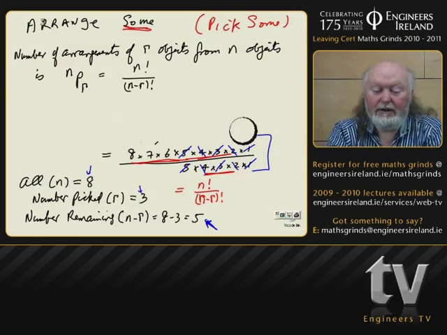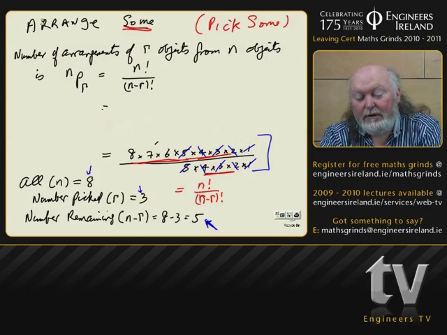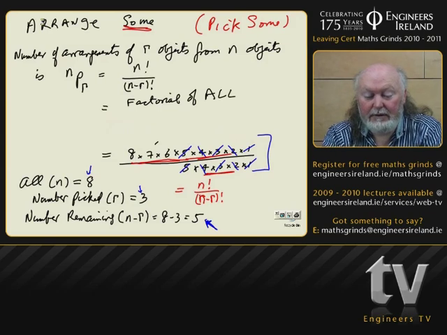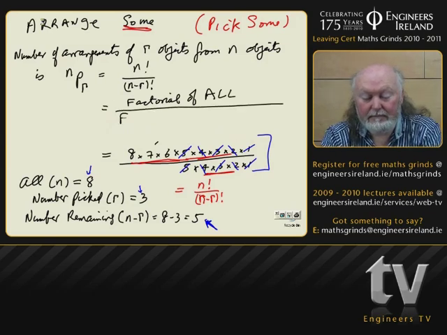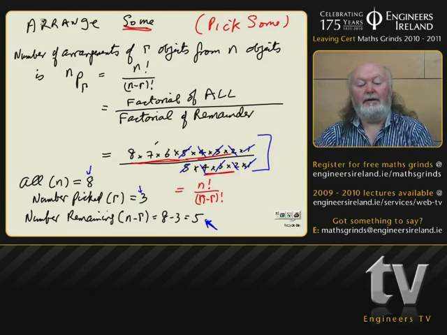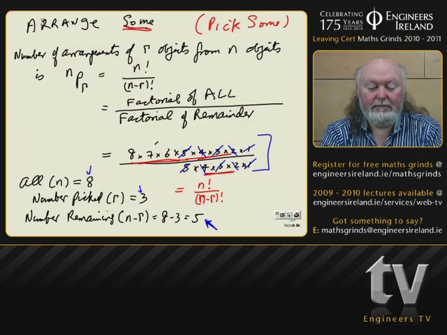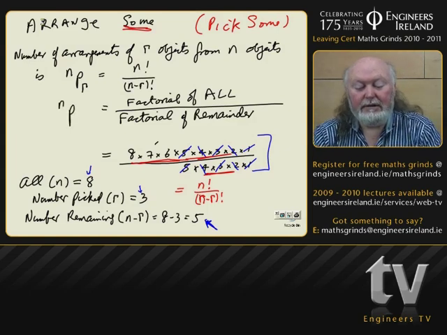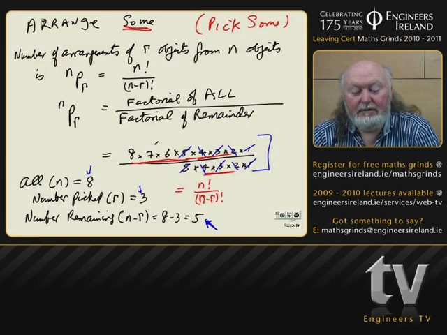And in English, what we can say this time, it's equal to the factorial of all, divided by the factorial of the remainder. So nPr equals the factorial of all the items divided by the factorial of the remaining items.